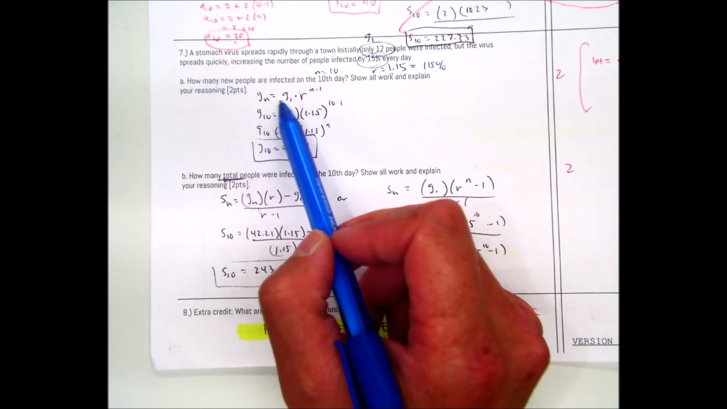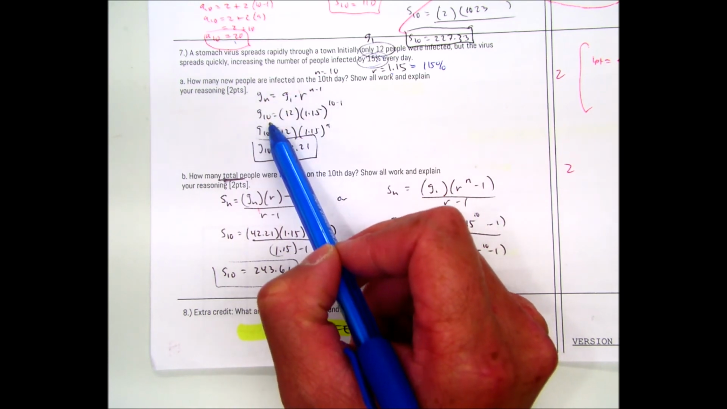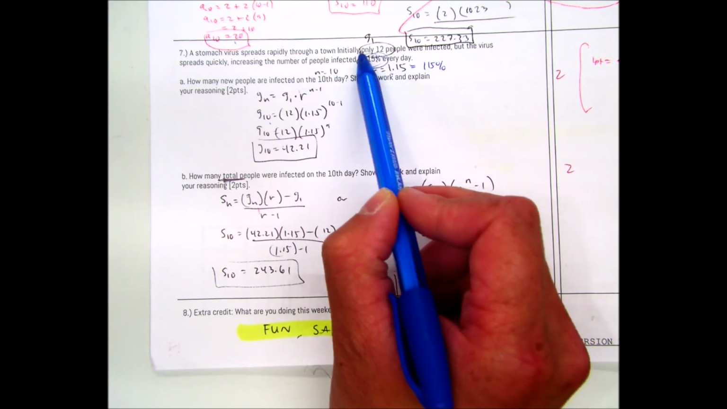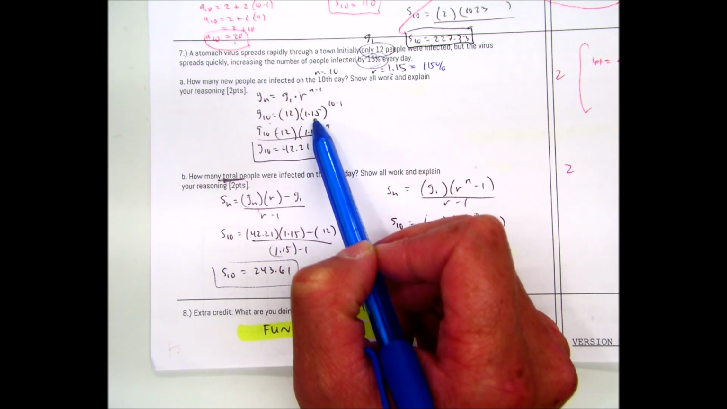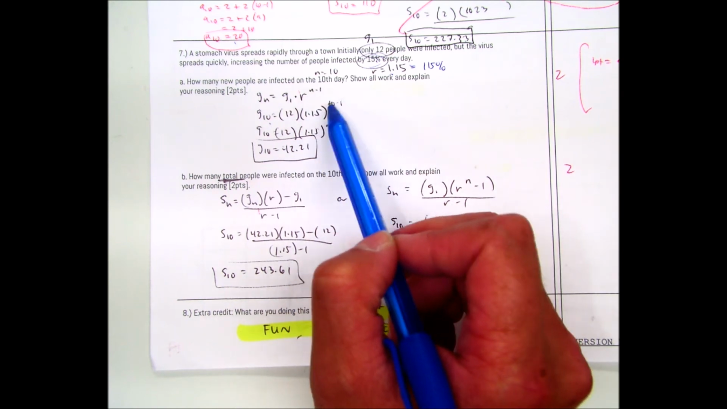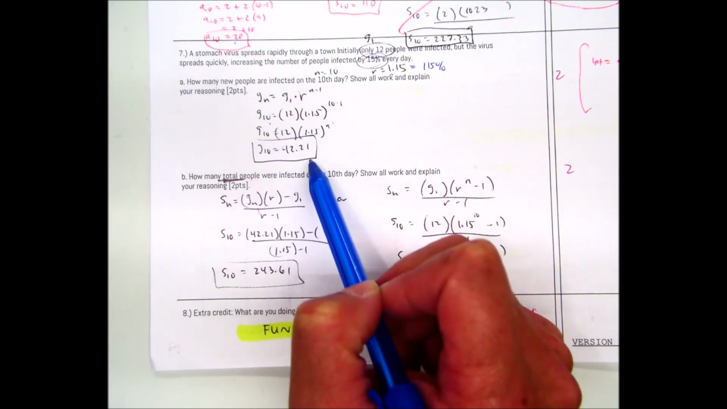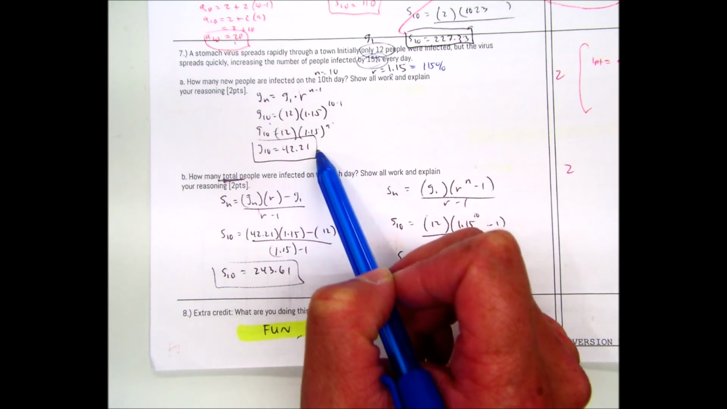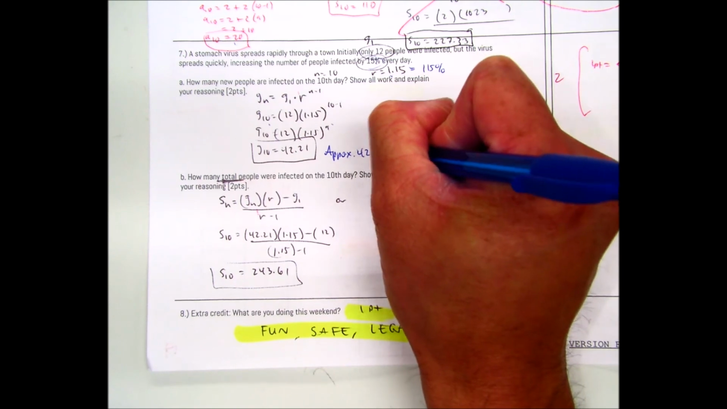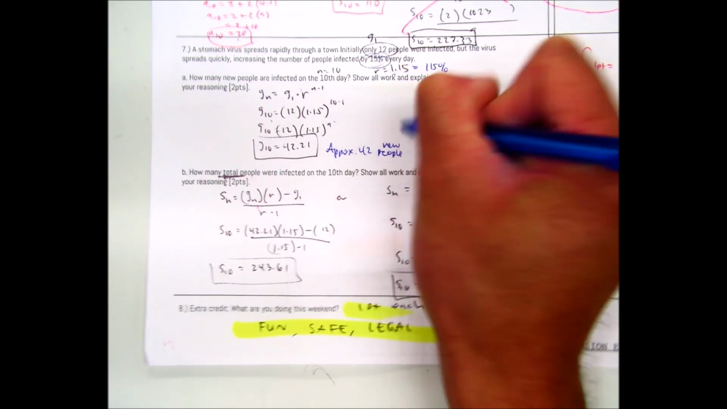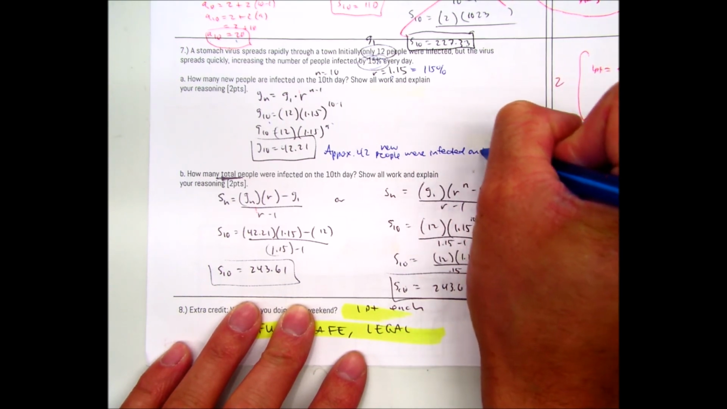So here I have the explicit for geometric. I'm finding the 10th term. My G1 is initially or starting with 12 people. The ratio is 1.15. And then my n value is 10. So 10 minus 1 is 9. 1.15 to the 9th power times 12. And you should get approximately 42 people. So approximately 42 new people were infected on the 10th day.